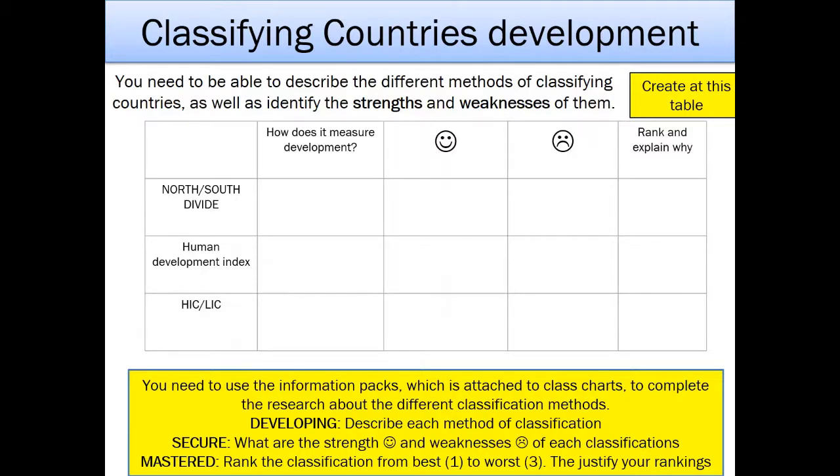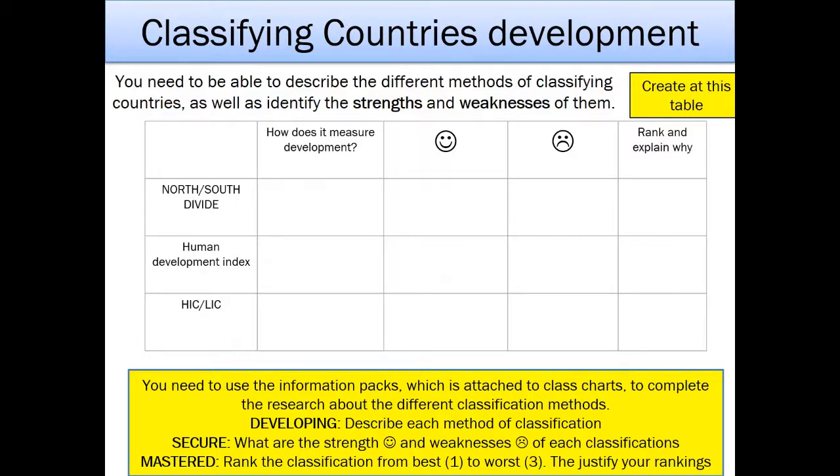And then once you've completed that, if you want to go on to the master task, can you rank your classifications from best to worst, 1 being the best, 3 being the worst, and then can you just justify why you've put them in that order? So why do you think the best one is the best, and why do you think the worst one is the worst way to measure development?